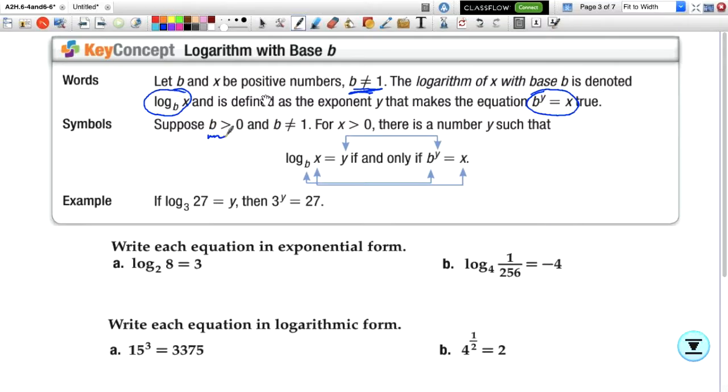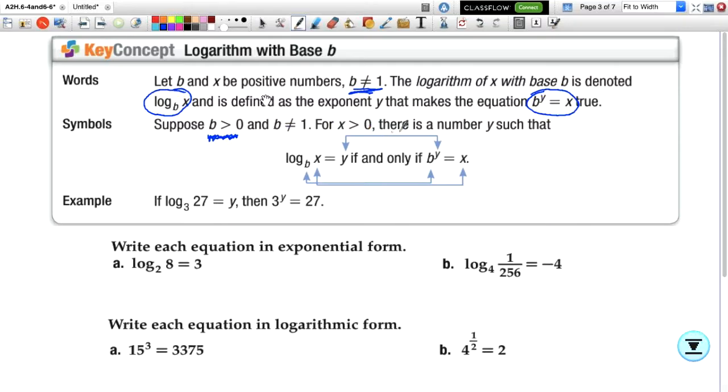B, your base, not only can it not equal 1, but it has to be greater than 0. You cannot have a negative base. Hopefully you're hearing me right now. When we're dealing with logarithms, you cannot have a negative base, okay? And then obviously your base can't equal 1.